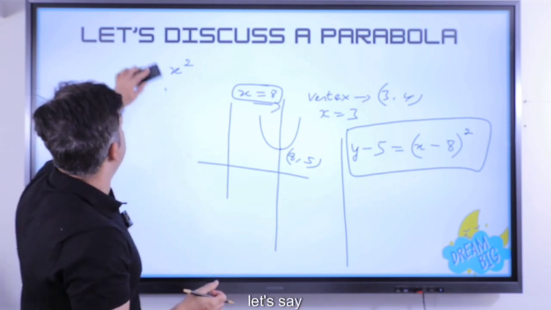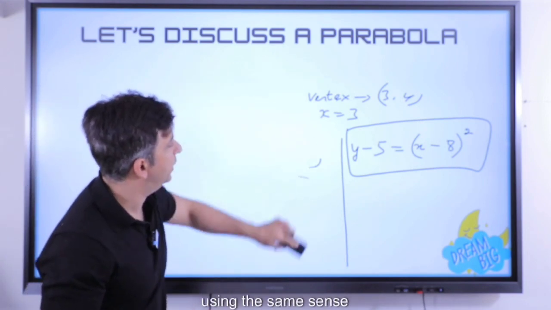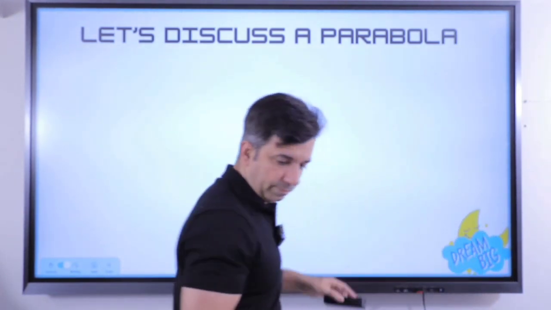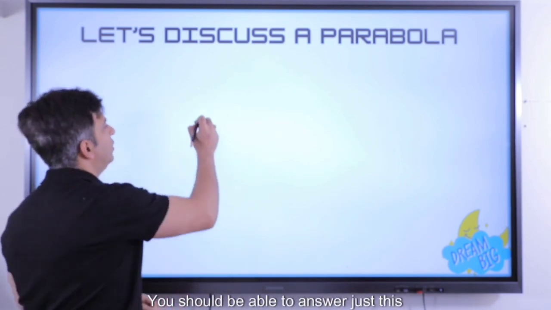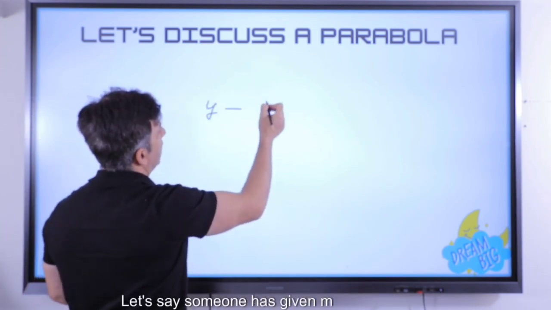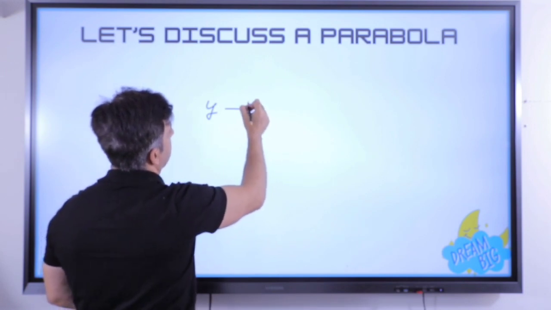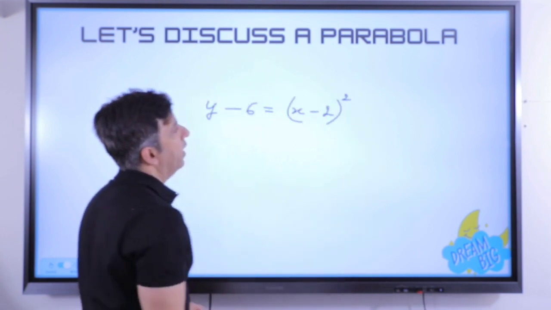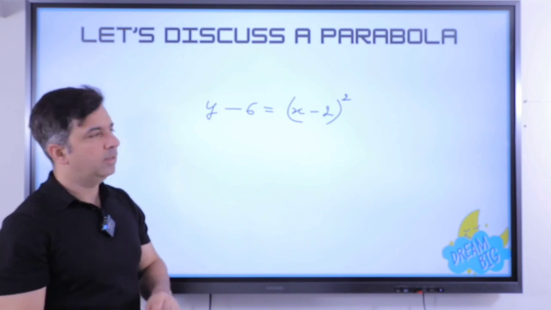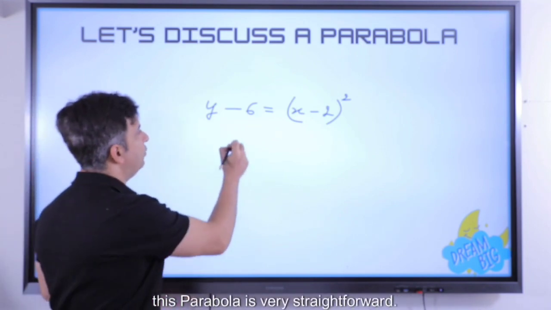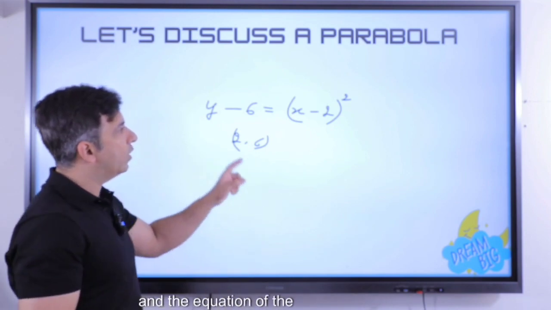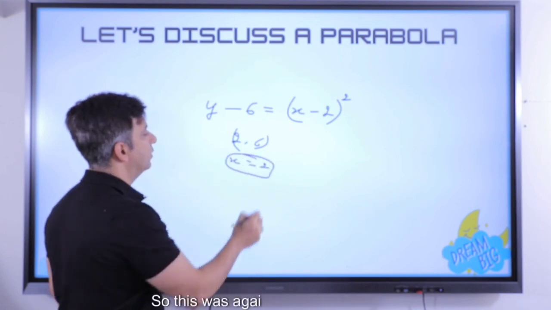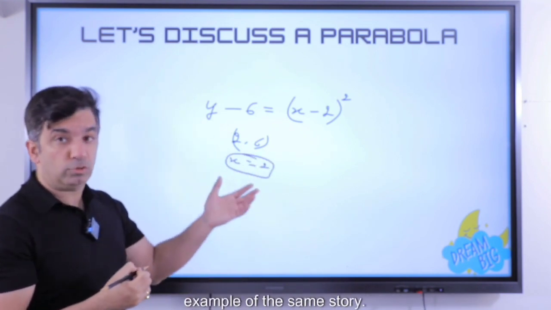Similarly, let's say, using the same sense, you should be able to answer just this question, nothing special. Let's say someone has given me the equation y minus 6 is equal to (x minus 2) whole square. If someone asks me the vertex of this parabola, we can directly say that the vertex is very straightforward. It would be (2, 6), and the equation of the line of axis of symmetry would be x is equal to 2 in this case. So this was again a straightforward example of the same story.